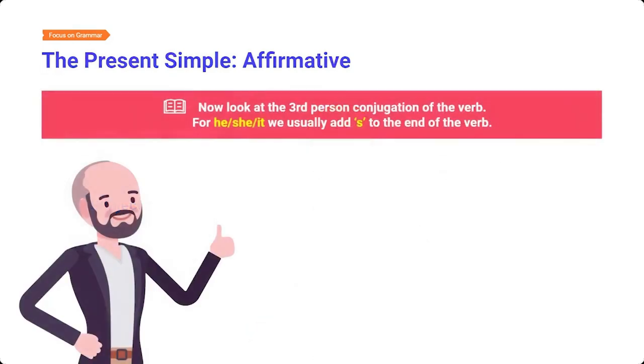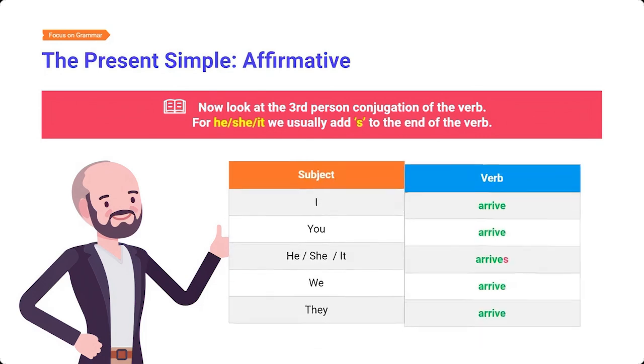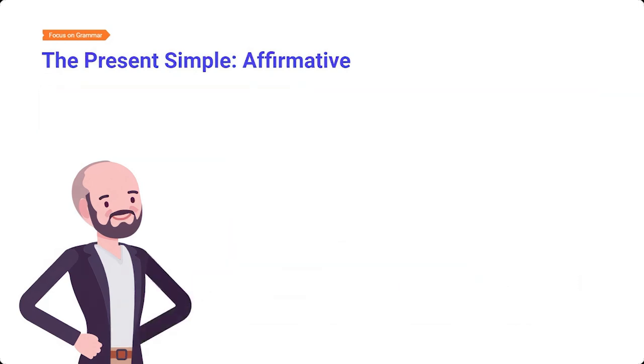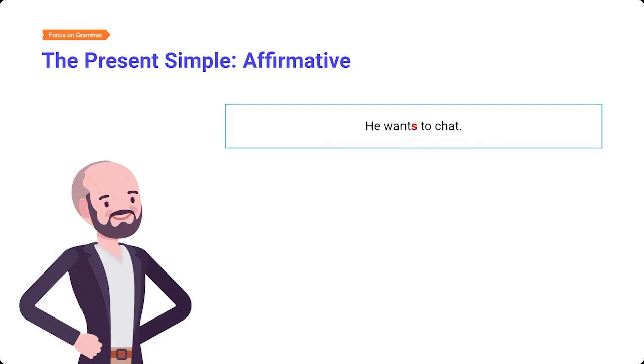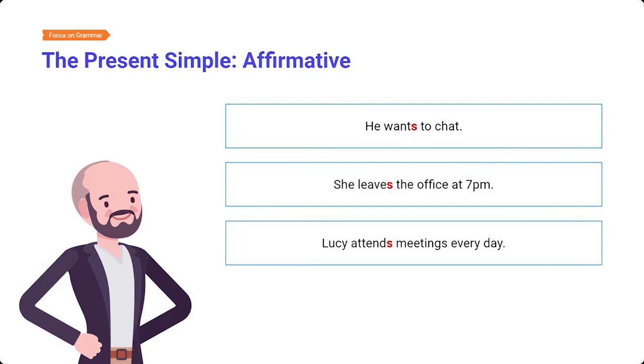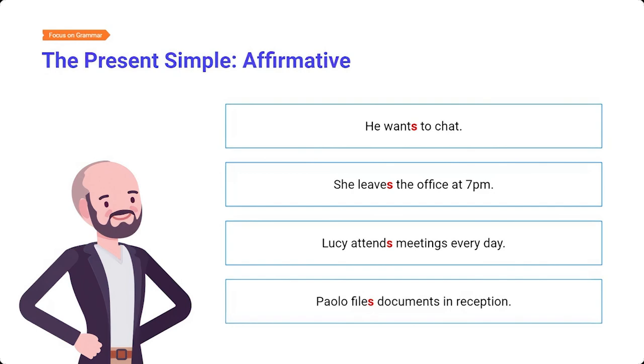Now look at the third person conjugation of the verb. For he, she, it, we usually add an s to the end of the verb. He arrives. She arrives. It arrives. Let's look at other examples. He wants to chat. She leaves the office at 7 p.m. Lucy attends meetings every day. Paolo files documents in reception.